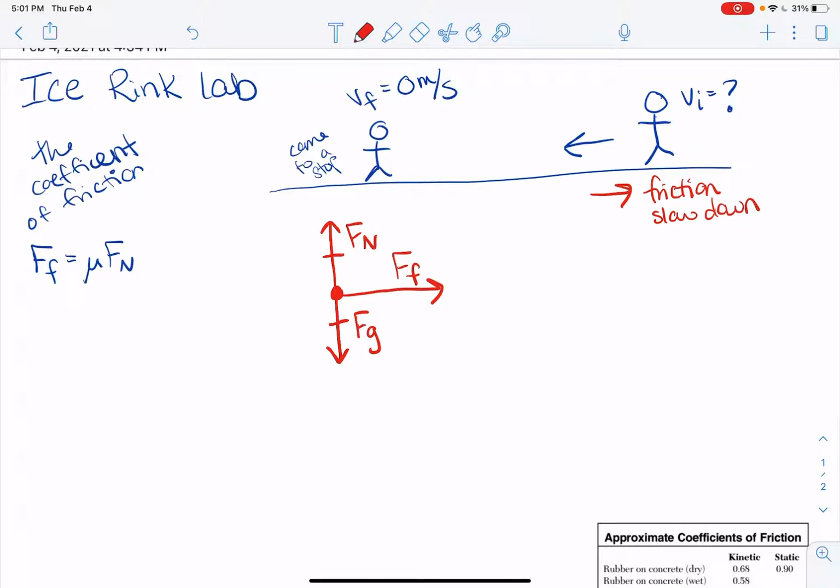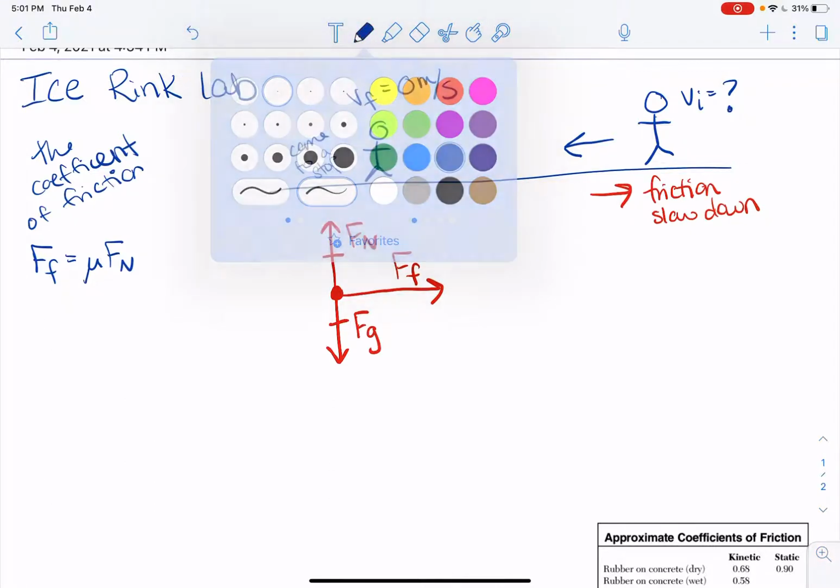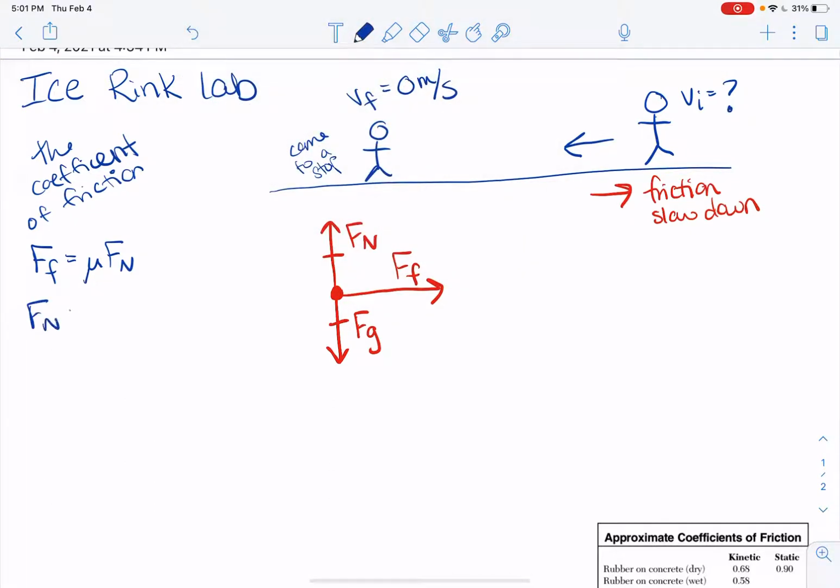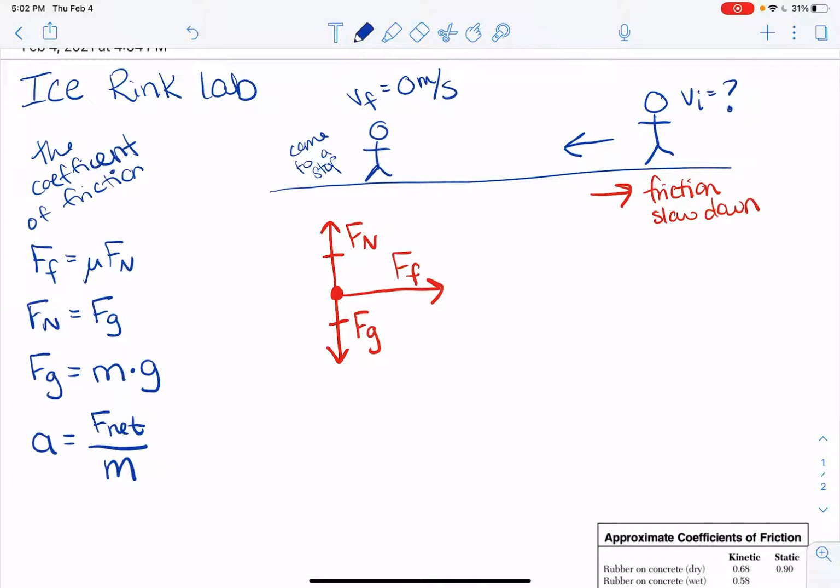We know from looking at this diagram that my normal force is going to be the same as force of gravity. We did learn an equation for force of gravity in class, and that was force of gravity equals mass times the acceleration due to gravity on Earth, which we know is 9.81. We also learned Newton's second law, which was acceleration equals F net divided by mass. All of that is going to become helpful for us in a moment.